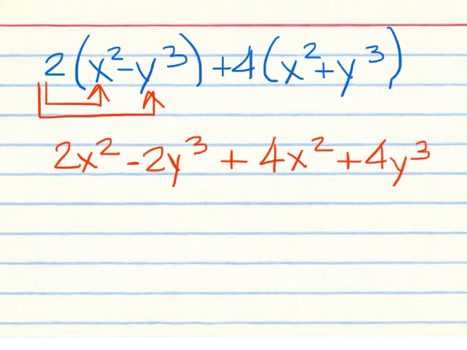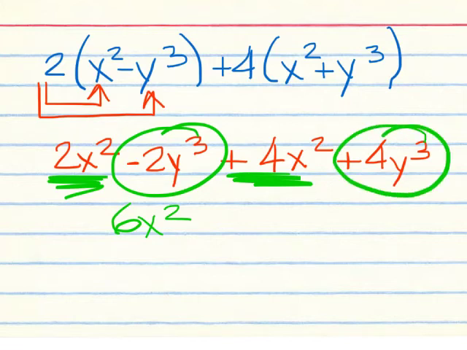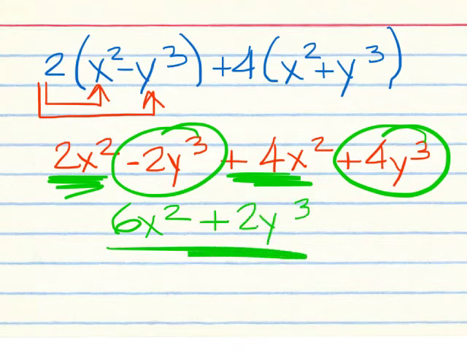Once you multiply them out, you have to go back and simplify. X's go first because it's alphabetical order. You have a 2x squared and a 4x squared. If I have 2x squares and 4x squares, how many x squares do I have altogether? So it would be 6x squared. And then you have negative 2y to the third plus 4y to the third. That should be plus 2y to the third. And that's your final answer.